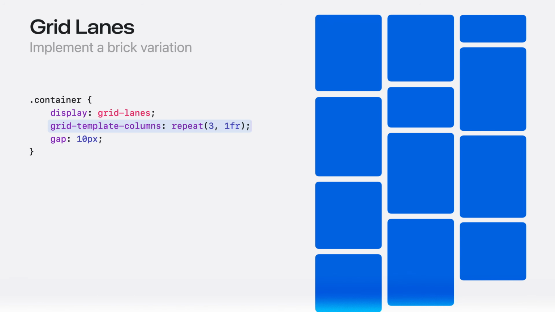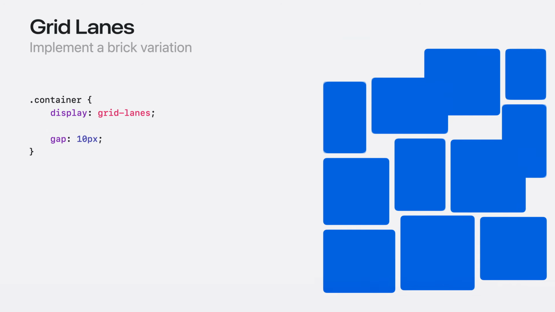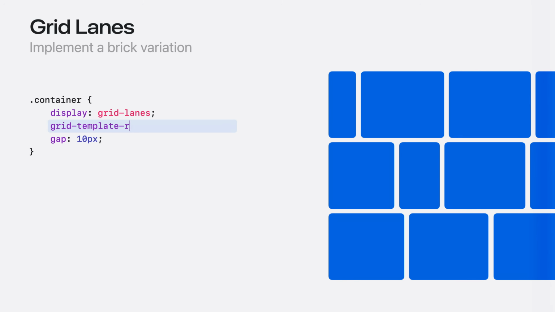Want to flip this into a brick wall instead? Just swap the columns for rows. Replace the Grid template columns property with Grid template rows and watch the layout turn into a brick wall. The only catch? You pick one direction, not both. That's Grid Lanes in 3 lines of CSS. But those 3 lines give you more control than you might expect. Let me show you what I mean.